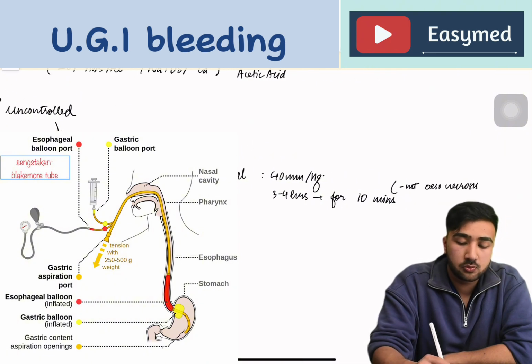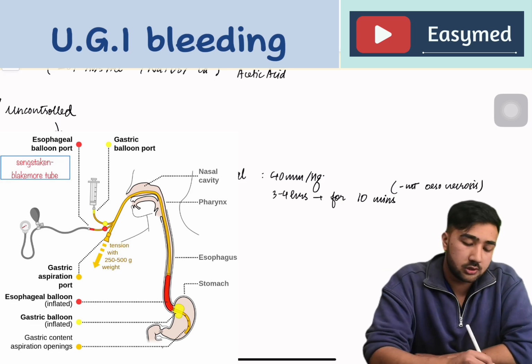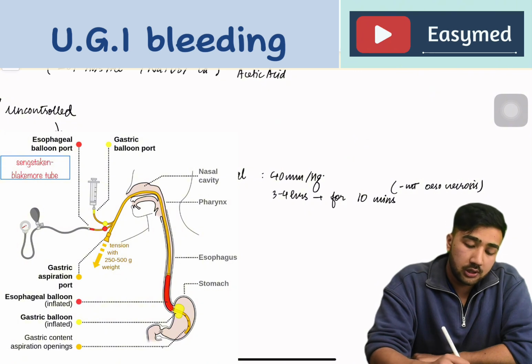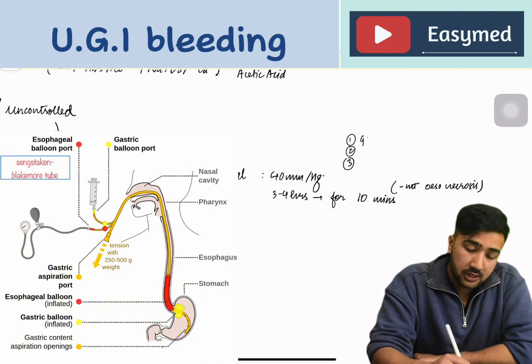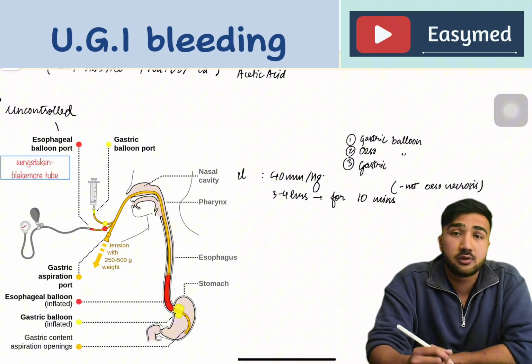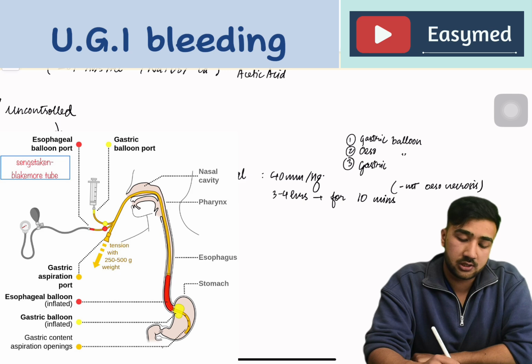Now this can also be asked in our spotters, and it can also be asked in MCQ. The Sengstaken-Blakemore tube has three lumens. The three lumens are: one is the gastric balloon, one is the esophageal balloon, and the third is the gastric aspiration port. So there is no esophageal aspiration port, which can be asked in the MCQ.